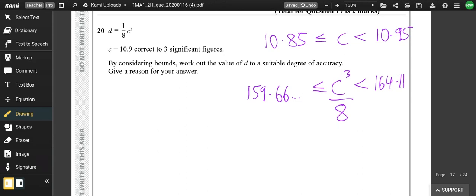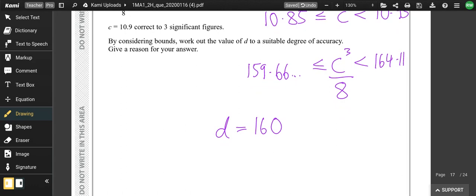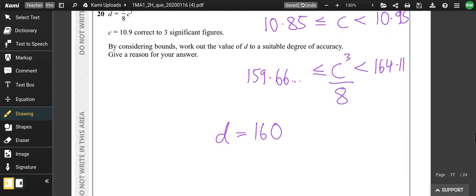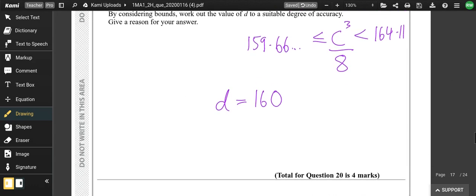We've had C to 3 significant figures, so we can't really go any more accurately than that, because C is at its kind of maximum, if you like, of its accuracy. And both of these extremes to 3SF will round to 160. So we would say that D is 160 to a suitable degree of accuracy, because we can't go any more accurate, and we can stay to 3SF to get D.